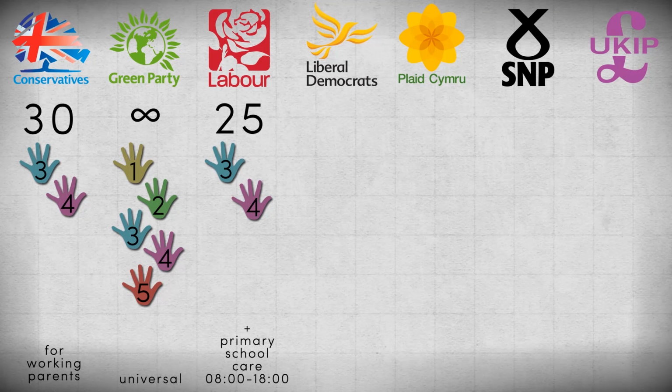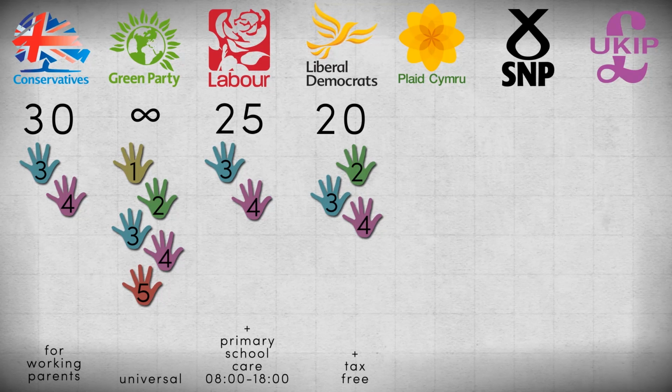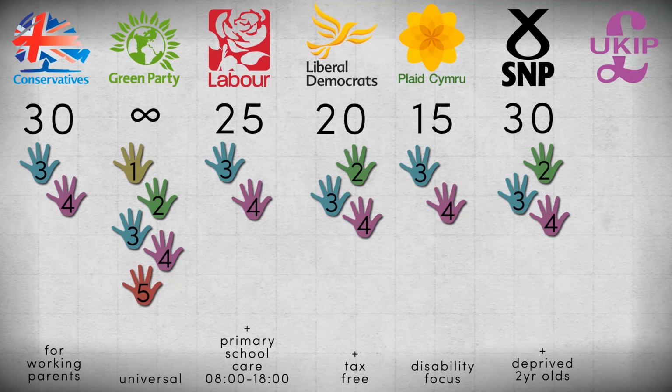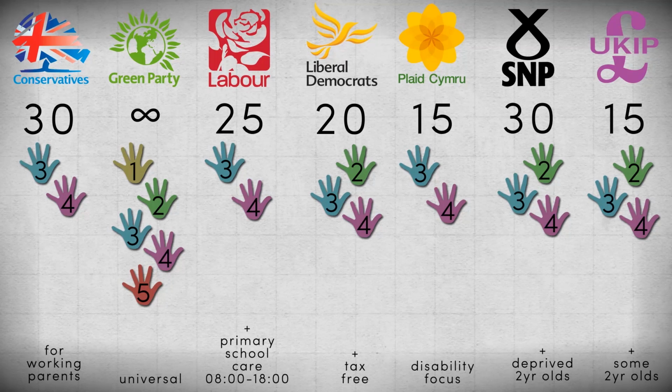The Liberal Democrats aim to provide 20 hours a week of free childcare for all 2 to 4-year-olds and introduce tax-free childcare for other ages. Plaid Cymru would improve the availability of childcare for children with disabilities and aim to provide flexible and affordable childcare in Wales. The Scottish National Party supports 30 hours a week of free childcare for 3 and 4-year-olds, along with the provision of childcare for the most deprived 2-year-olds. And finally, the UK Independence Party would retain the current 15 hours a week of free childcare for 3 and 4-year-olds, extended to 2-year-olds whose parents are on certain benefits, but initiate a full review of the current system as they feel it is unsatisfactory.